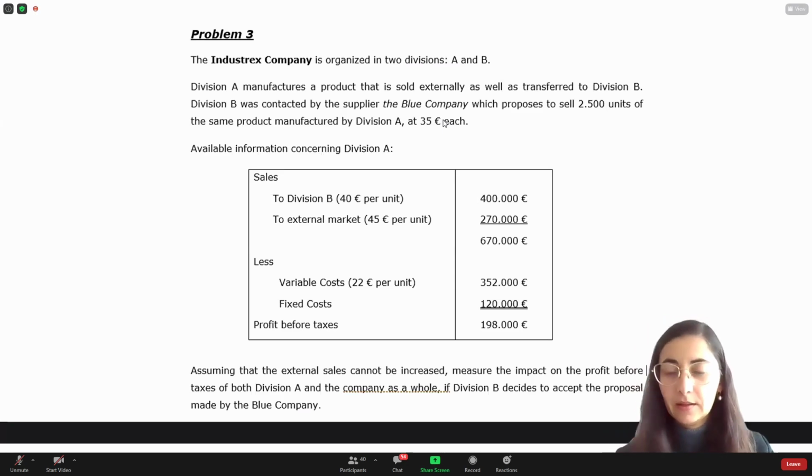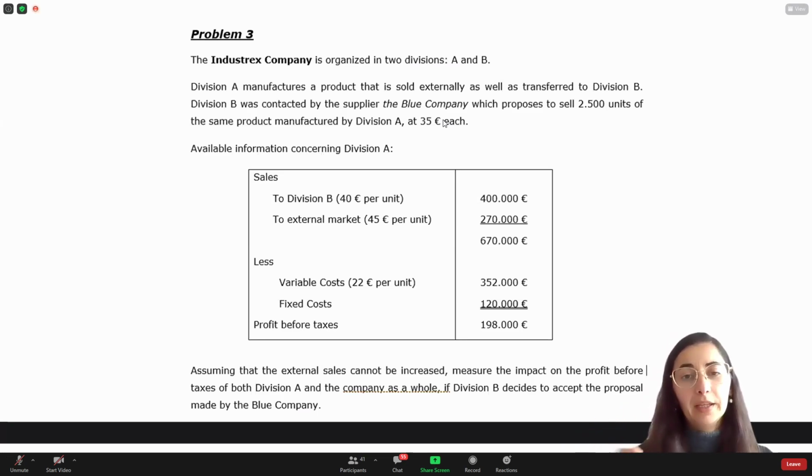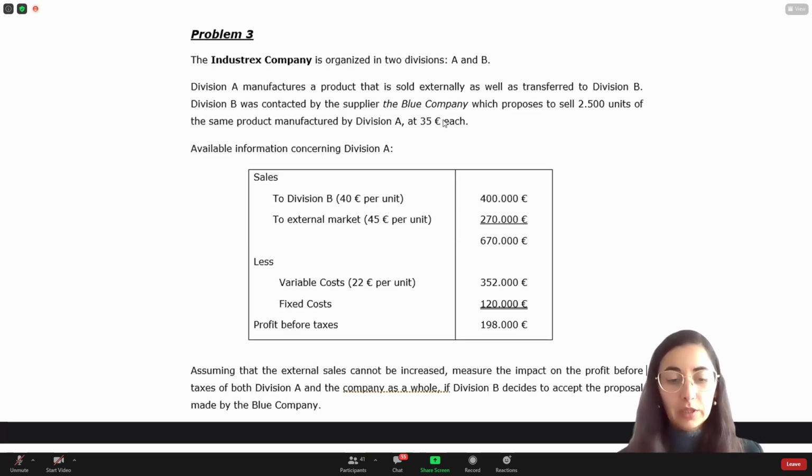So what I did was I reduced the amount of units sold to division B. So before, in the table that we have here, how many units is A selling to B? Before, it's 10,000. So the starting scenario, division A is selling 10,000 to division B at 40 euros. The blue company is proposing to sell only 2,500. Okay, so the impact will only be on the 2,500 units.